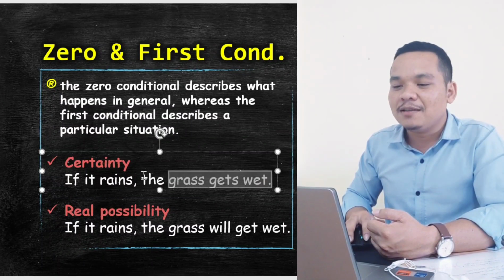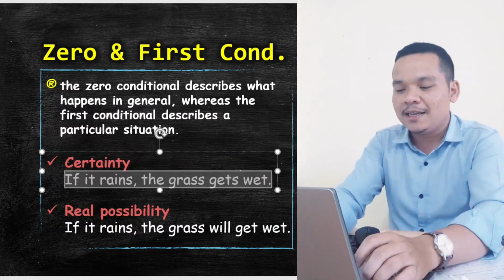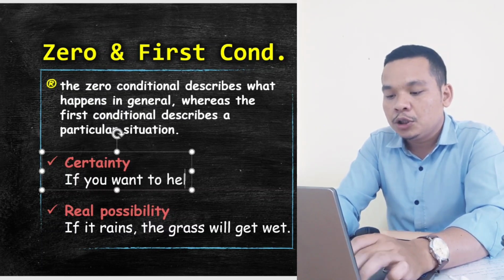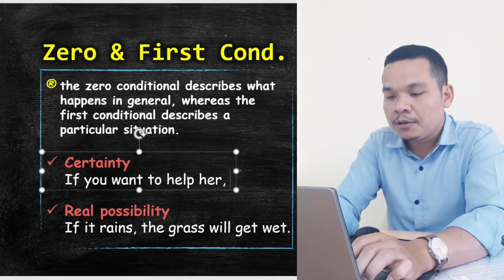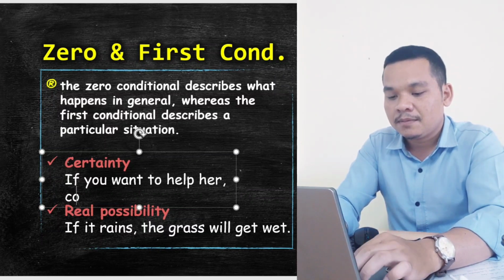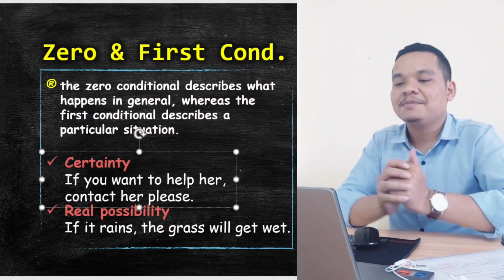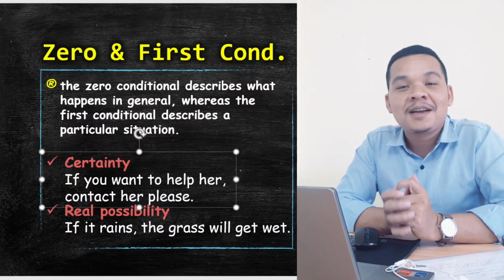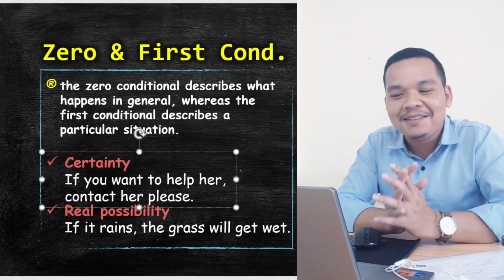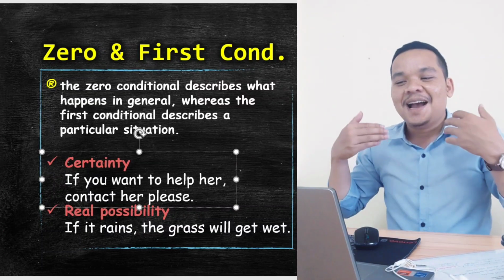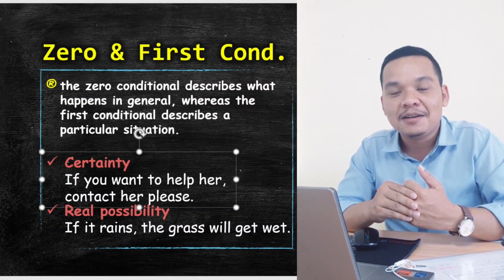I can say another one. I can change this one. I can say: if you want to help her, okay, if you want to help her, contact her please. Okay, if you want to help us, contact her please.